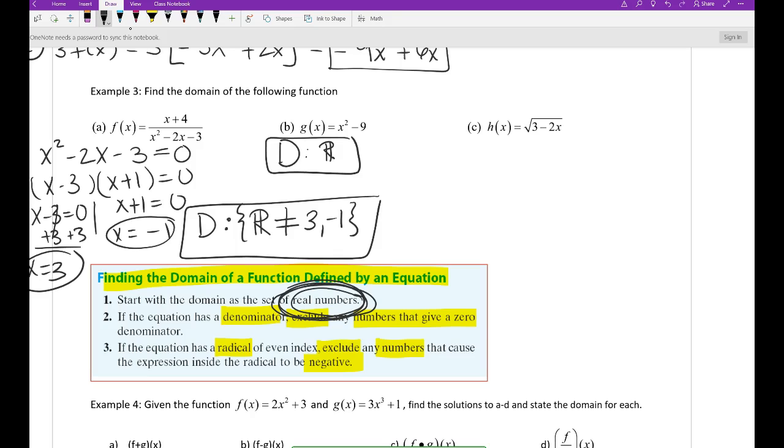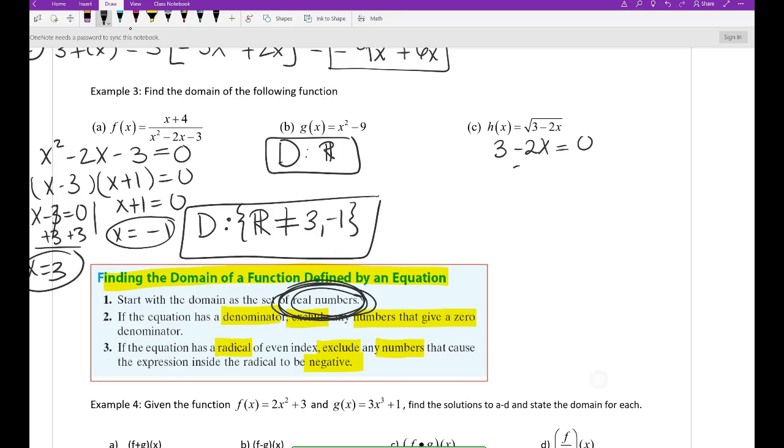Because it's very similar to letter A, you're going to take what's under the radical and set it equal to 0. But unlike letter A, you can have that value. In letter A, you cannot have it because it's a denominator. In the radical, we're going to set what's under the radical equal to 0 and then keep that value. So what's under the radical? 3 minus 2x, equal to 0.